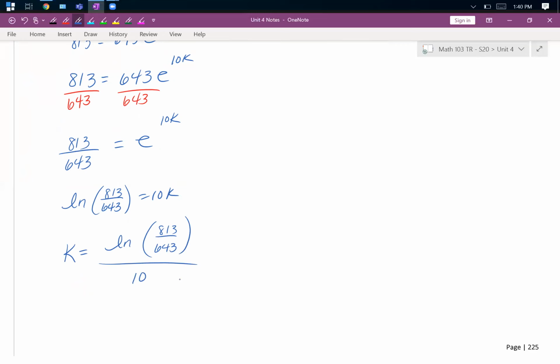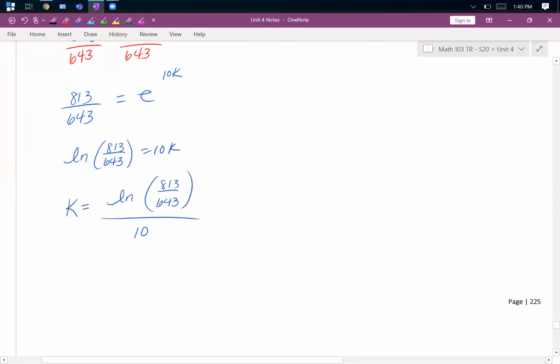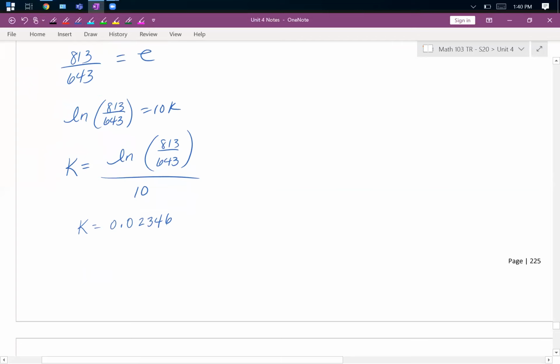And our directions told us to take k out 5 decimal places. 0.02346. I'm anticipating a positive k value since the population is growing. Right? Things get bigger, positive k. Things are getting smaller, we're going to have a negative k. But we're not quite done for part A.